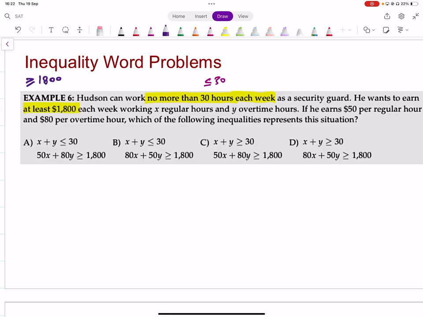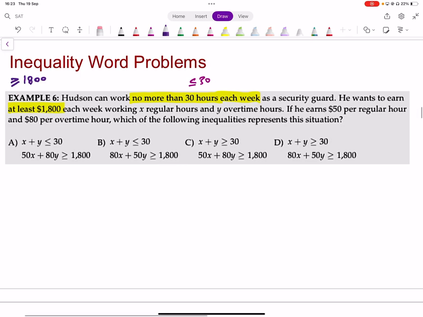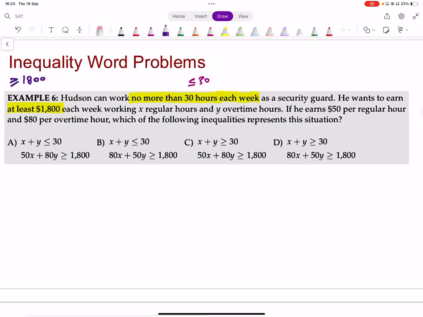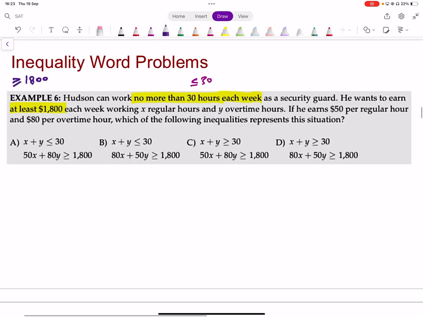Working X regular hours and Y overtime hours. If he earns 50 per regular hour and 80 per overtime hour, which of the following inequalities represents this situation? X is the number of regular hours worked. Y is the number of overtime hours worked. The total hours he wants to work is no more than 30. One inequality can be X plus Y less than or equal to 30. Is that okay? X plus Y is the total number of hours worked. That number has to be less than or equal to 30.